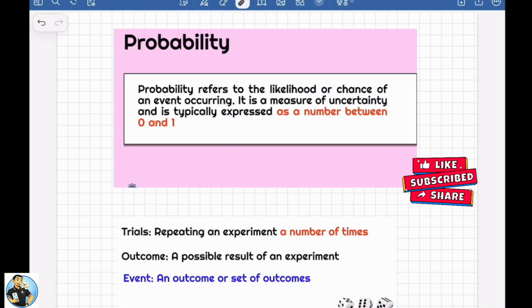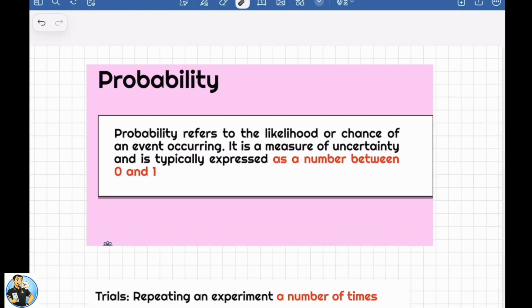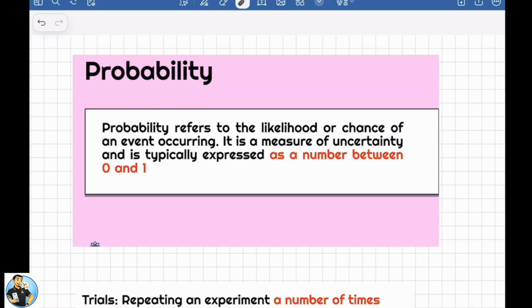Hello guys, in this video what we are going to do is to understand probability. Probability is the chance of something to happen. It's the likelihood or chance of an event occurring. Basically, in math, we use a number between 0 and 1 to represent this probability.